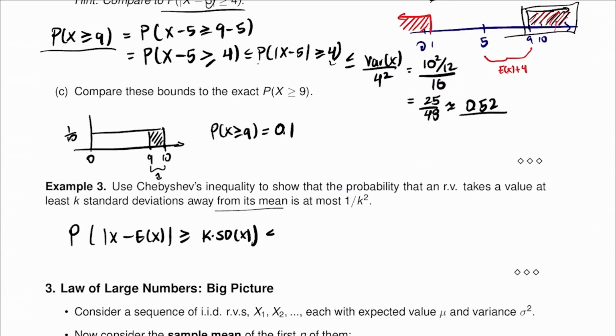Using Chebyshev's inequality, this should be less or equal than the variance of the random variable over the square of the c value, that in this case is k times the standard deviation, so it's k squared times the standard deviation of x squared. But this standard deviation squared is the variance, so we can cancel this out, and this is 1 over k squared. So this probability is at most 1 over k squared.